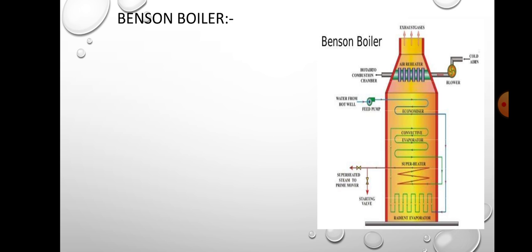That superheated steam is stored, or it can be supplied to the prime mover, that means the steam turbine, where the steam is supplied to the turbine and energy is generated by using the generator. This is the total working of the Benson boiler.